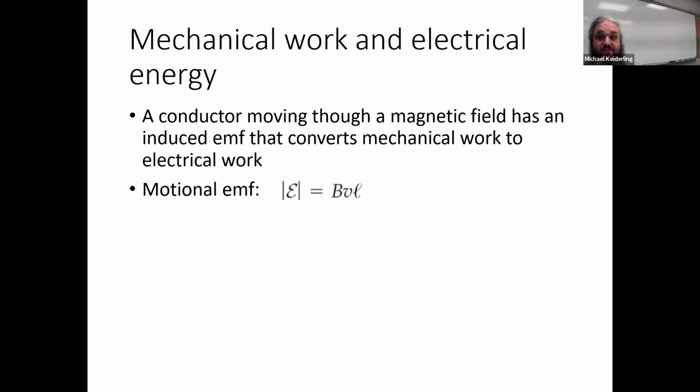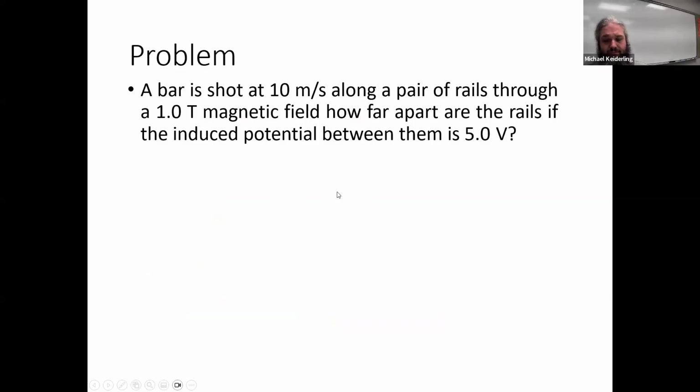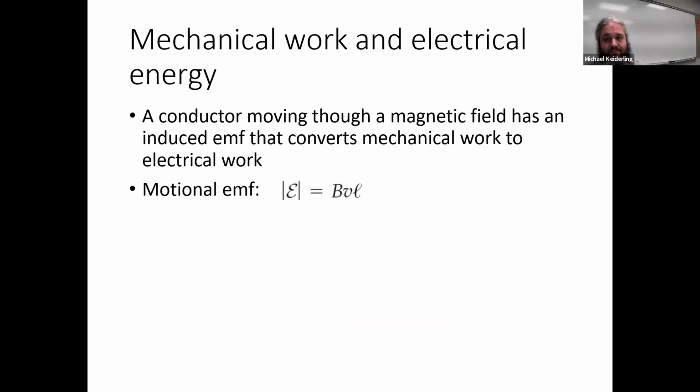So a conductor that is moving through a magnetic field has an induced EMF that converts mechanical work into electrical work. And so that motional EMF ends up being magnetic field times velocity times length, assuming it's perpendicular to the magnetic field.